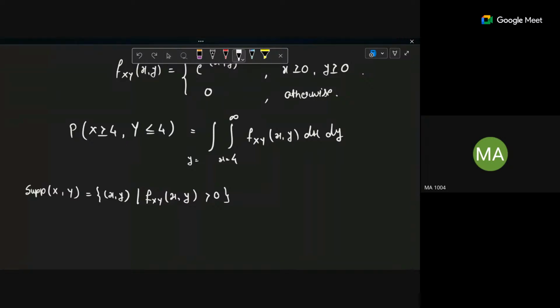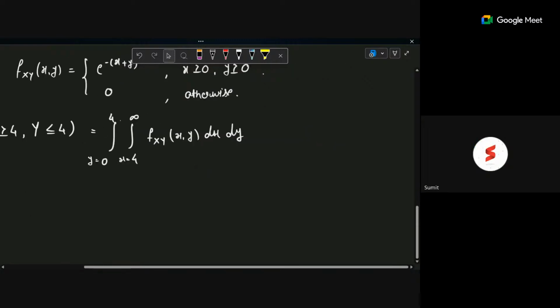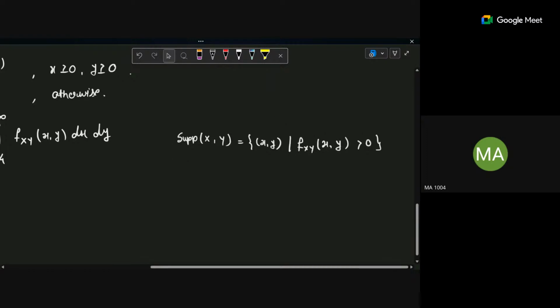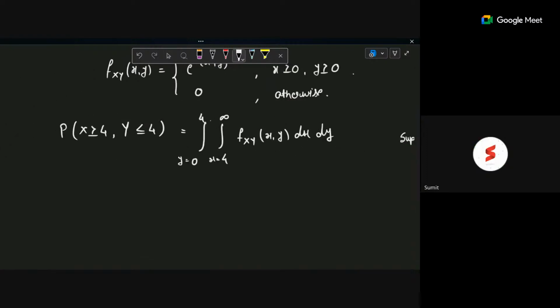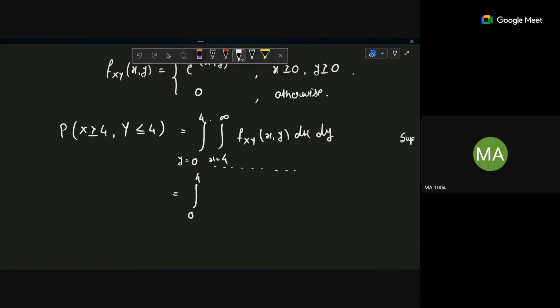Then it's nothing but just an integration. First you will integrate with x, right? Yes, ma'am. Then what do you get there? The integral of e to the power minus y from 4 to infinity, and we will just integrate this one, keeping y as a constant. Fxy here in this particular case is e to the power minus x plus y, fine.